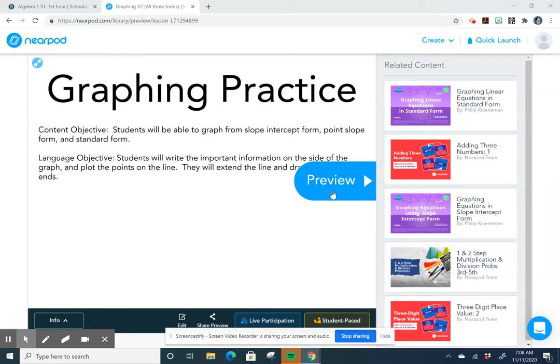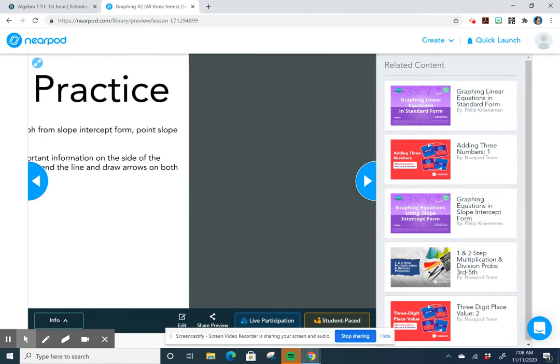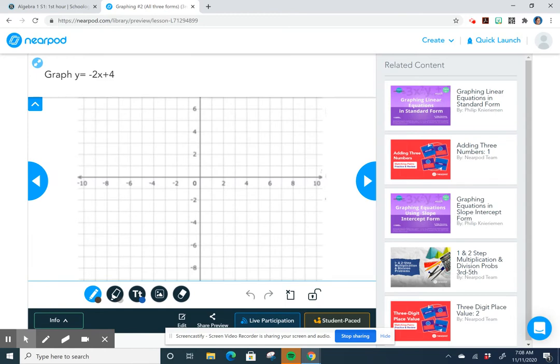In this video, we are going over the Nearpod graphing practice from Tuesday, the 10th of November. So the first one is graphing in slope-intercept form.